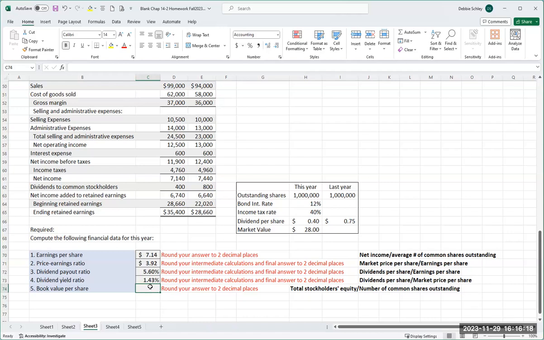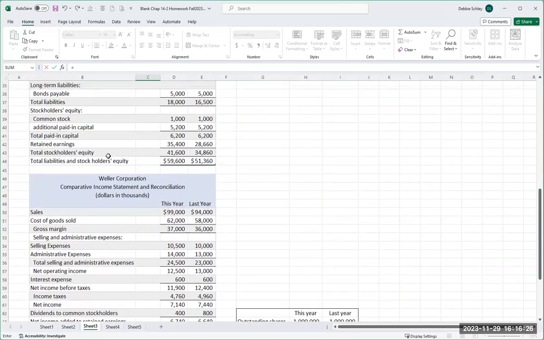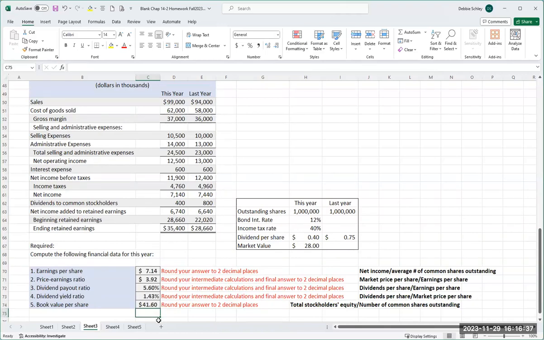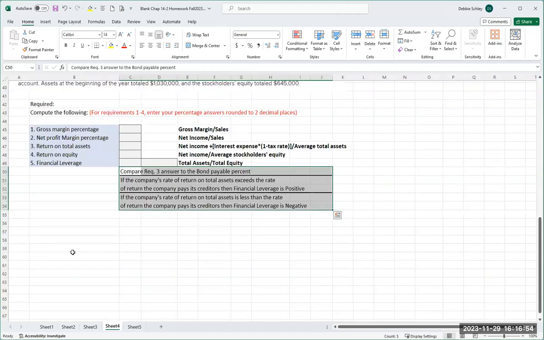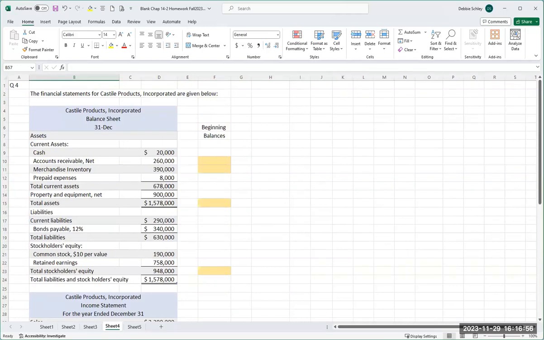Book value per share equals total stockholders' equity, just stockholders' equity, divided by the common stock shares. So obviously my common stock is worth $1 per share. I don't remember where they might have told me that, but anyway. So that is required, that's question 3. Okay, question 4.